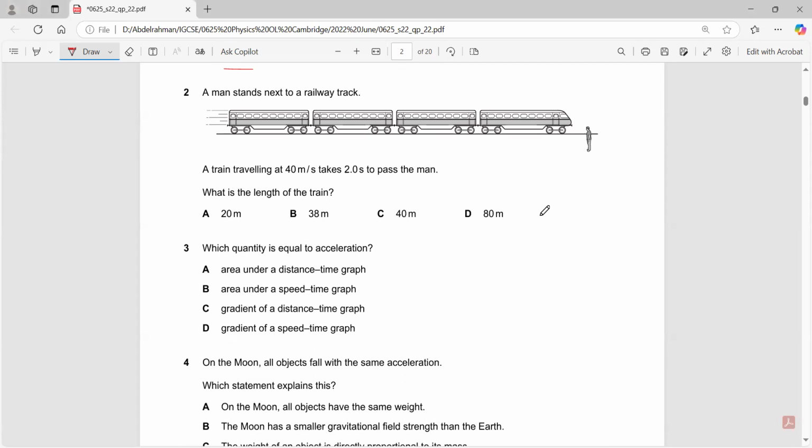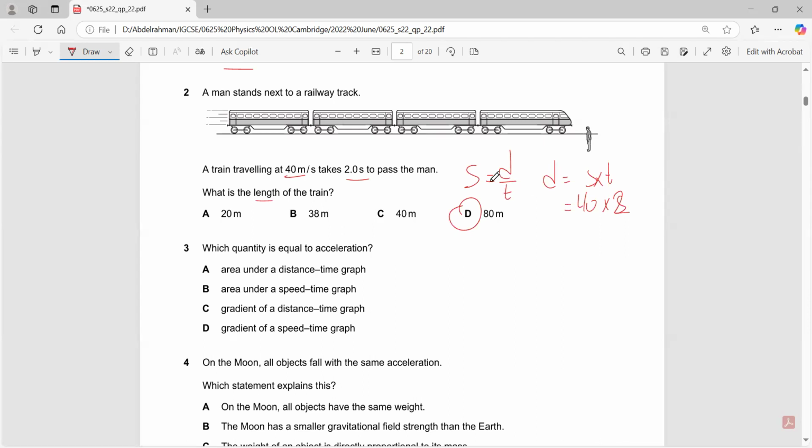A man stands next to a railway track. A train traveling at 40 meters per second takes 2 seconds to pass the man. What is the length? Basically, I need to find the distance. Speed equals distance over time, so distance equals speed times time. You have the speed, which is 40 meters per second, and the time, which is 2, so 40 times 2 is 80 meters.